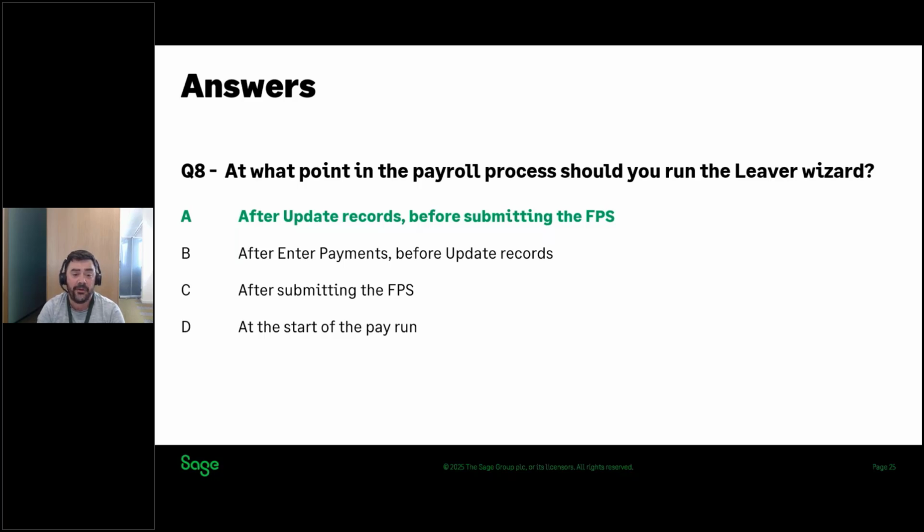Now, quick tip for you, if you're ever unsure in what order you should be doing things when you process payroll, the handy process map, which you can switch on from the View menu, Change View, and then Process Map, will help you out. That includes when to process leavers, which is after update records, but before the FPS. So well done to anyone that got 4 out of 4 in that round.